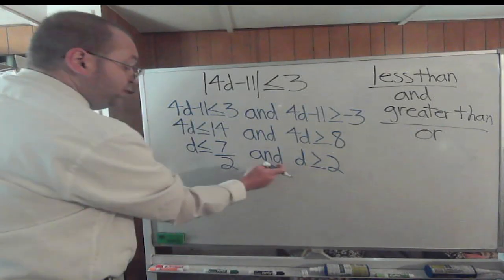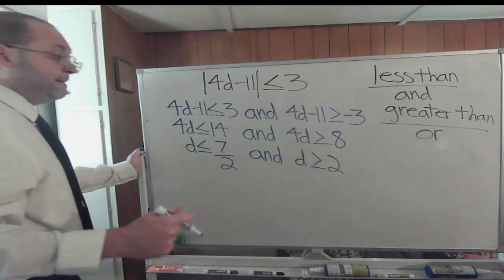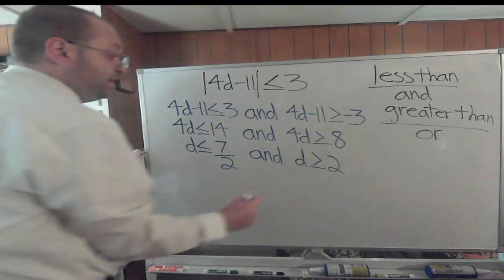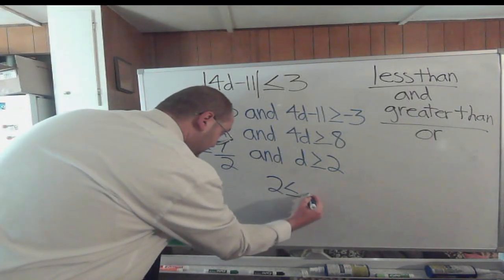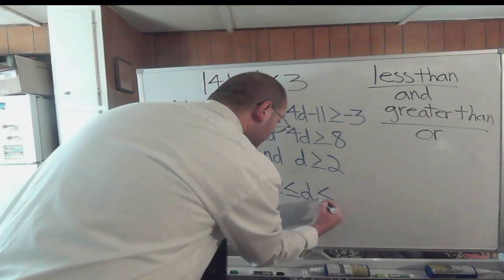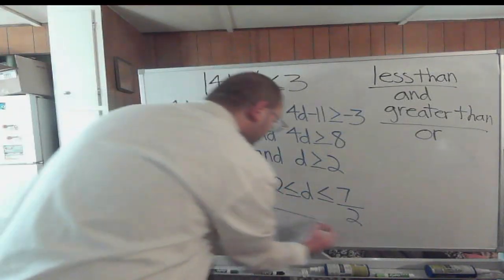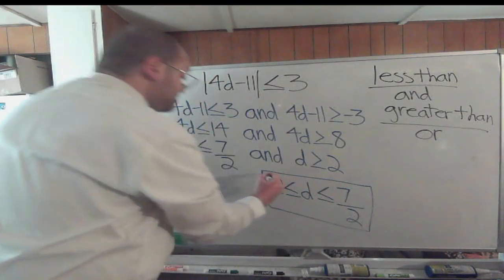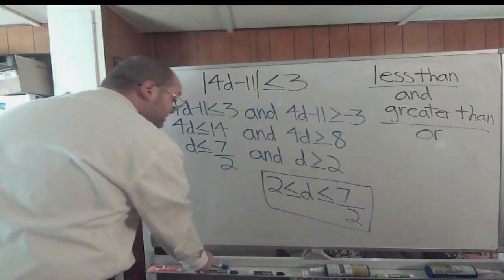If we have an and, we're going to get a combined inequality. So if D is greater than or equal to 2, that means 2 is less than or equal to D, and then D is less than or equal to 7 halves. So the answer we should get for this is 2 is less than or equal to D, which is less than or equal to 7 halves.